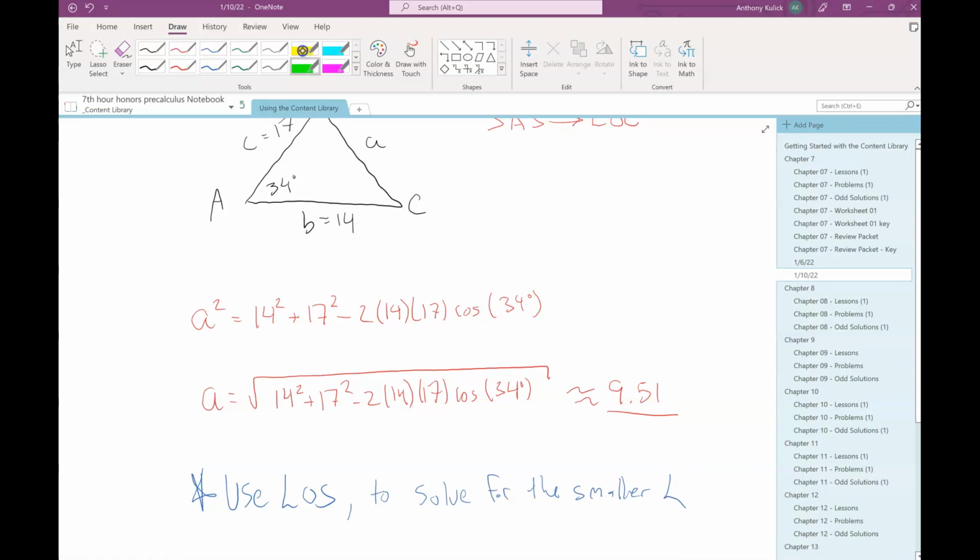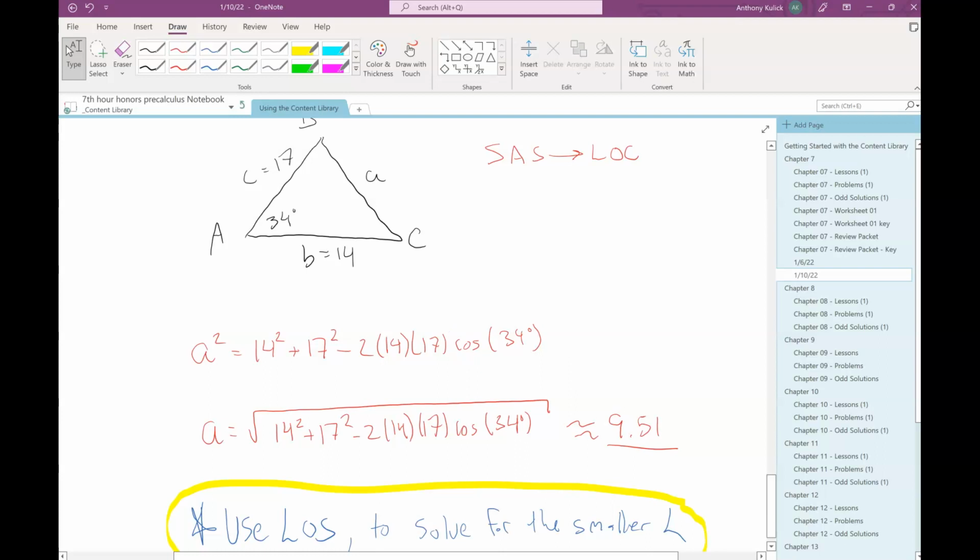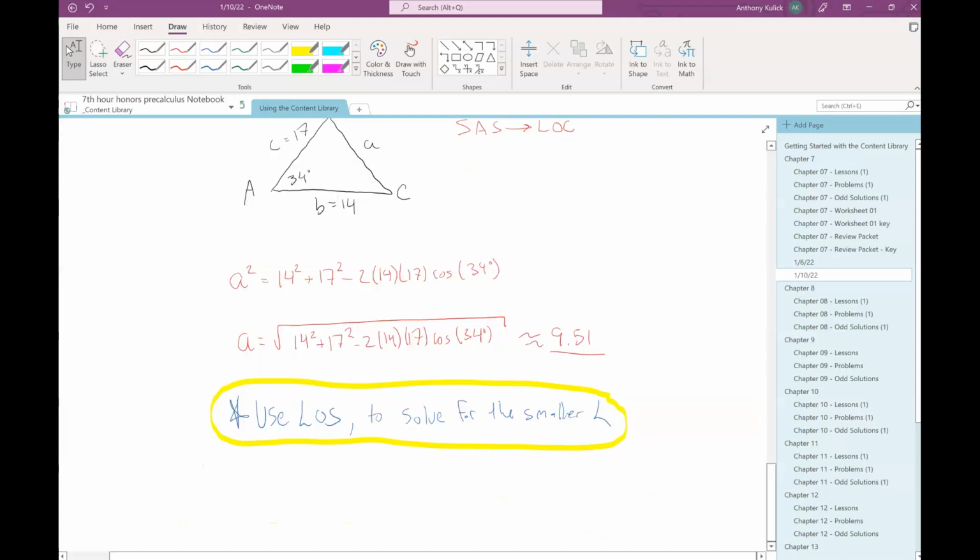But Mr. Kulik, well, I don't know angle B or C. How do I know which one is smaller? Just look at the sides opposite the angles, right? Angles are proportional to the side length opposite it. So if side B is 14 and side C is 17, which one is the smaller? B. Yeah. So there we go.